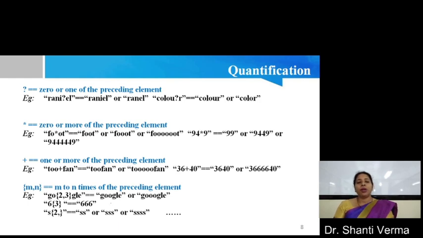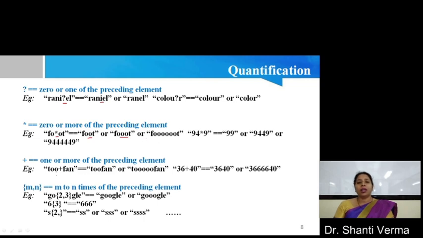In the example, you can see that for question mark, if I write RANI with a question mark, it means either there is one element, that is I, or there is no element. Similarly, if I use a star, it means it repeats this element any number of times. So it's either F double O or F triple O or more.